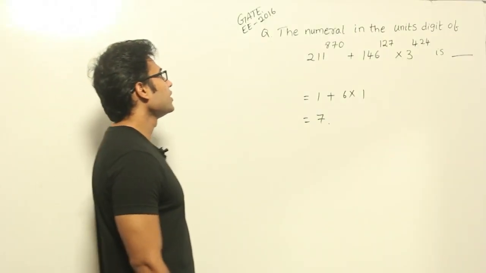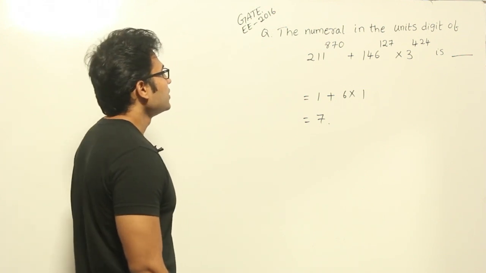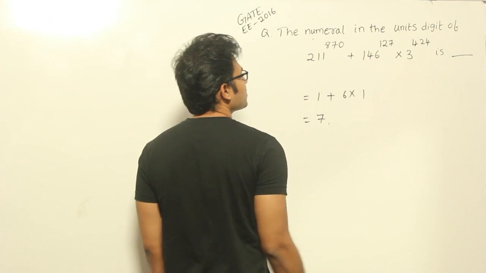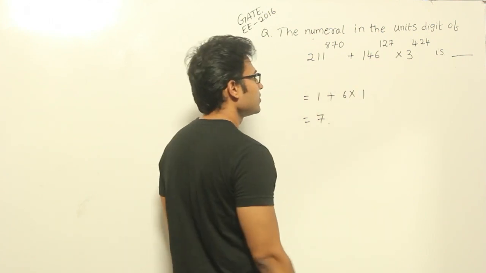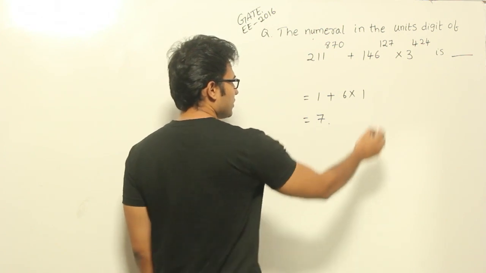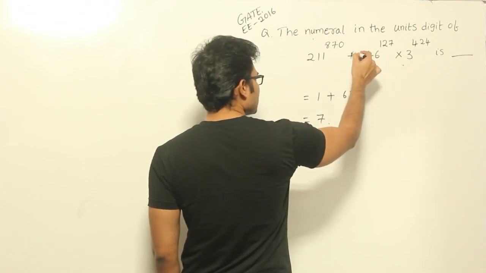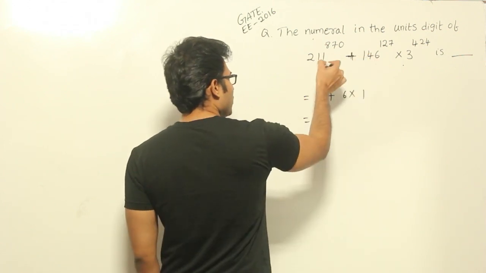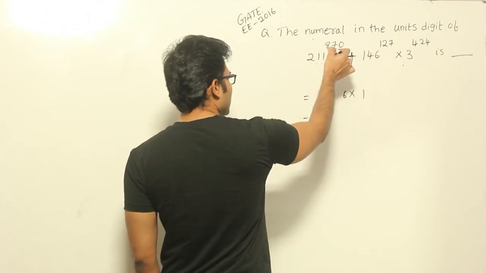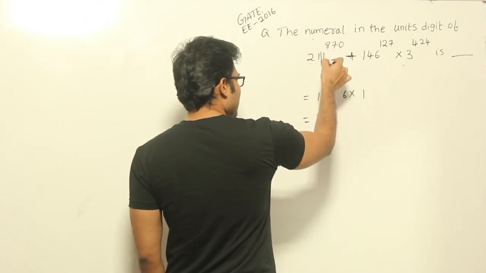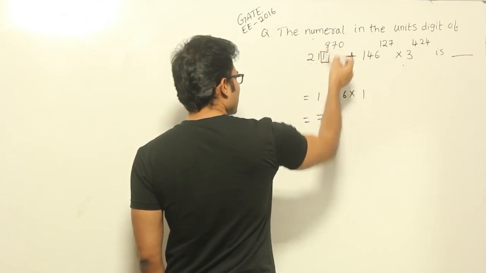Now let's see this question. This is given in GATE 2016 EC paper. The numeral in the units place of this. So when you multiply these three numbers, what is going to be in the units place? But then here it is given as multiplication and here it is given as addition. Let's see this. Now you have 211 raised to the power 871. Now what do you get in the units place? That depends on, take the units place and raise it to the power 870.